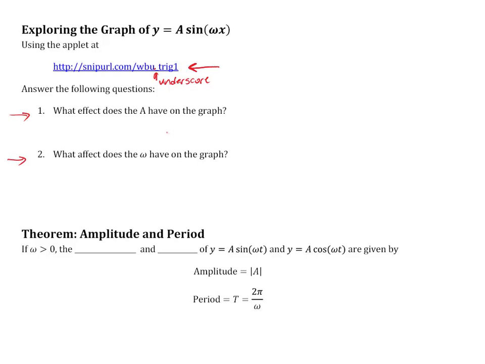What effect does A have on the graph, and what effect does the value omega, which looks like a W, but that's the Greek letter omega, have on this graph right here? Sticking a number out in front of the entire function and sticking a number in front of the x inside the function. What effect does that have on the graph?